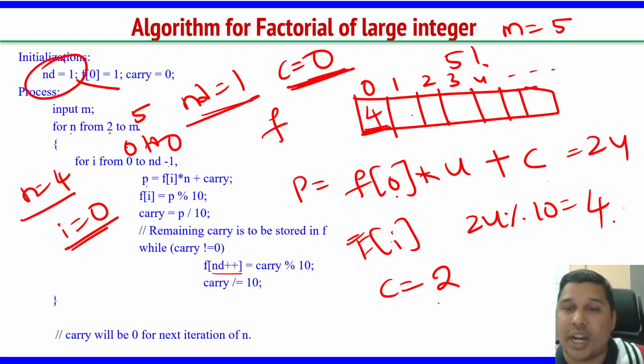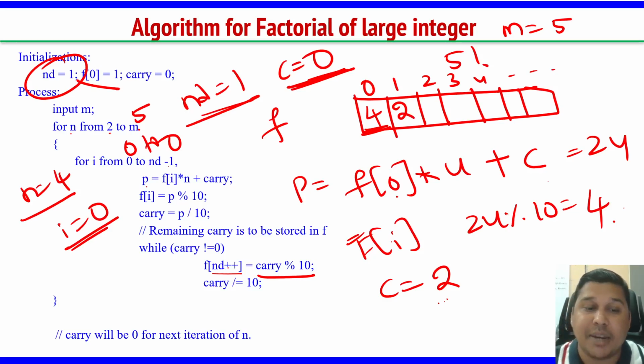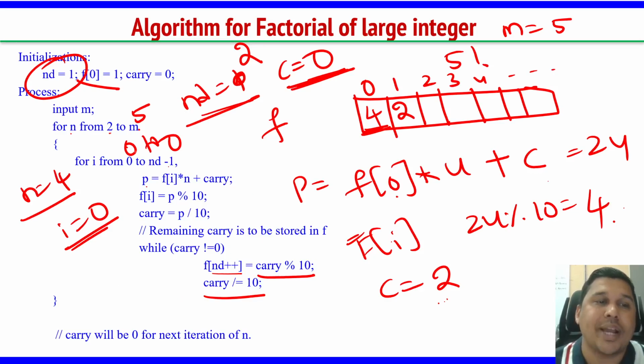It means f of 1, what I have to put? Carry modulo 10, that is 2 modulo 10. I have to place here 2 and then increase this nd value. Now nd becomes 2 in this case, and carry equal to carry by 10. So 2 by 10, carry becomes 0, right? So I got 24 here. This process is over. When you go back again, it fails.